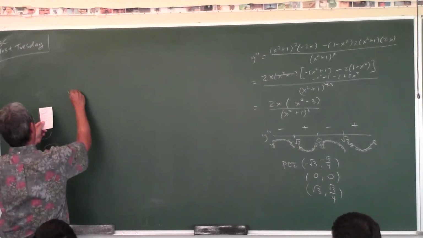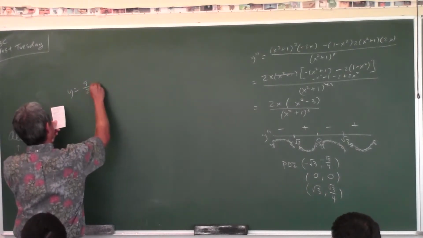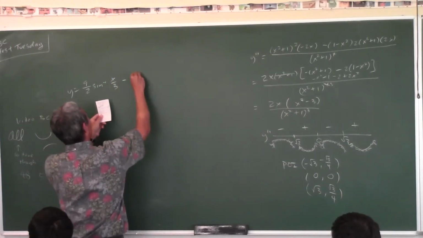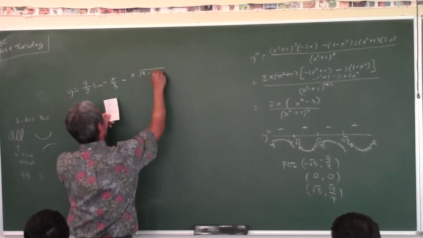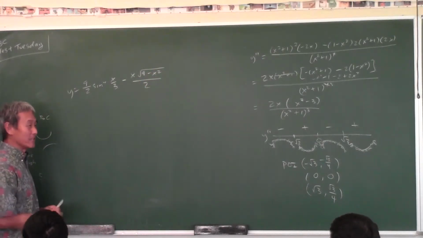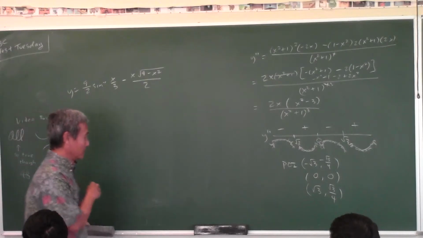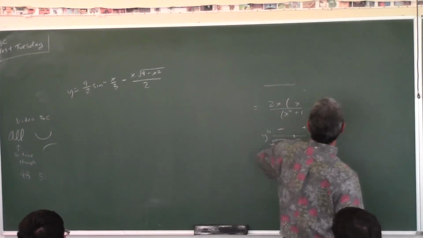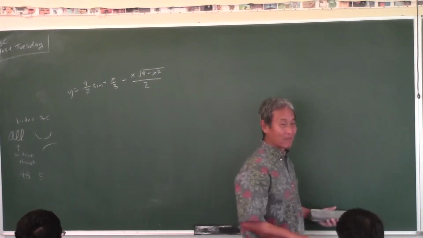Right here: y equals 9/2 sine inverse of x over 3. I don't want to shock you out of oblivion on the test. Compute dy/dx. I wrote this problem. See, this is how I write problems. The answer will come out pretty nice.